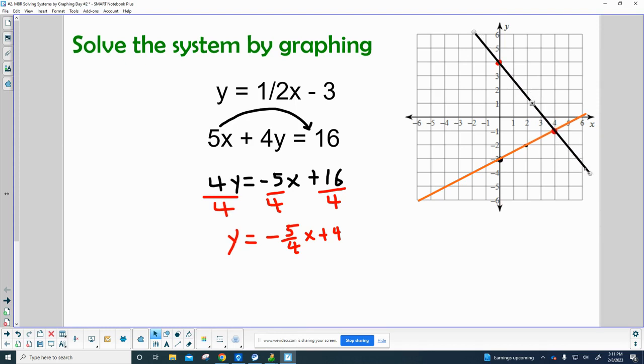So there we go, and you can see right there that it crosses at a very easy to identify location. So what would be the coordinates of that point? Well, it would just be (4, -1). So that has one solution. All right, moving along.